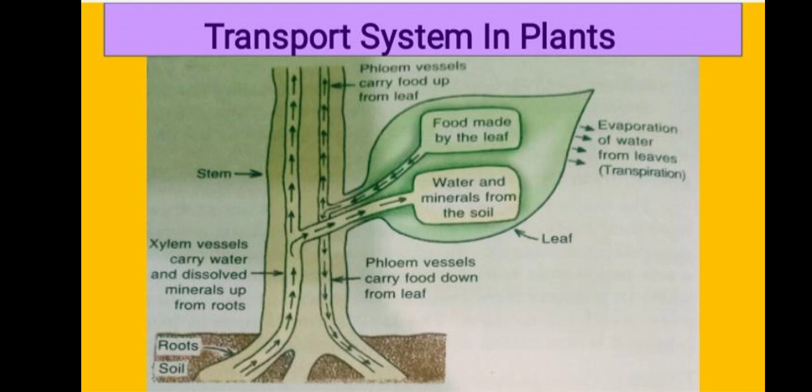So with the help of this simplified diagram, you can very well understand the entire transport system in plants. So this is all for this lesson. In the next lesson, we will discuss some more important topics from the chapter tissue.